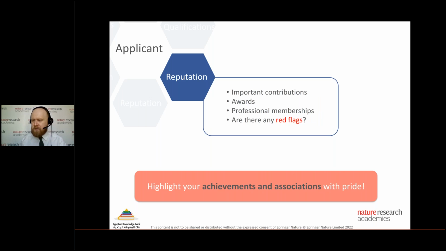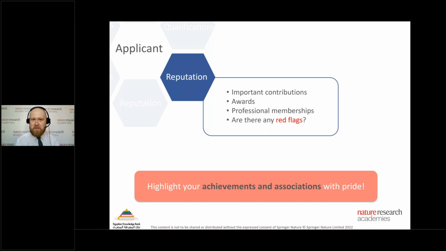So the next attribute that we can think about is reputation. What important contributions has this researcher made in their career so far? Have you been awarded any important prestigious awards? Have you been invited to any prestigious conferences and done any talks, or perhaps poster presentations? Or perhaps you have professional memberships. Are you a member of a professional body? All of these are positive attributes, right?